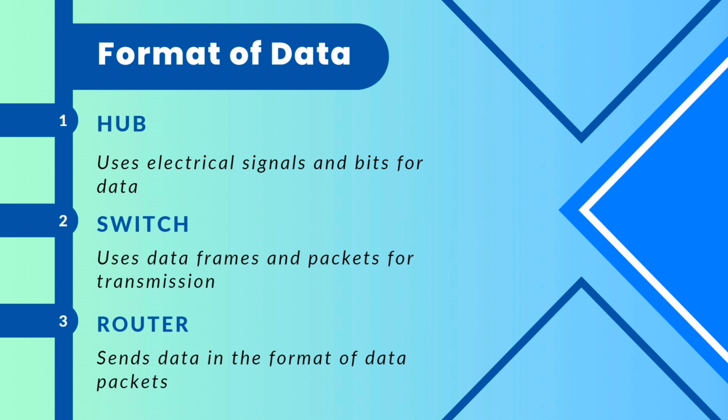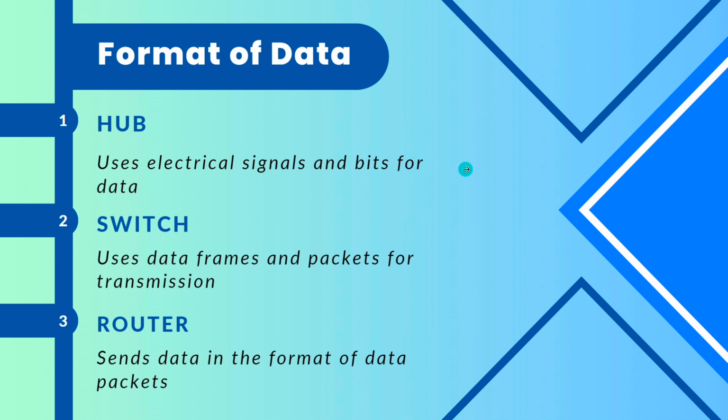The hub uses electric signals and bits for data transmission. In a hub-based network, data transmission involves converting digital data into electrical signals, which are then broadcast to all devices connected to the hub. Each device on the network segment receives the signals, interprets them as bits, and processes the data if it is intended for that specific device based on its MAC address.